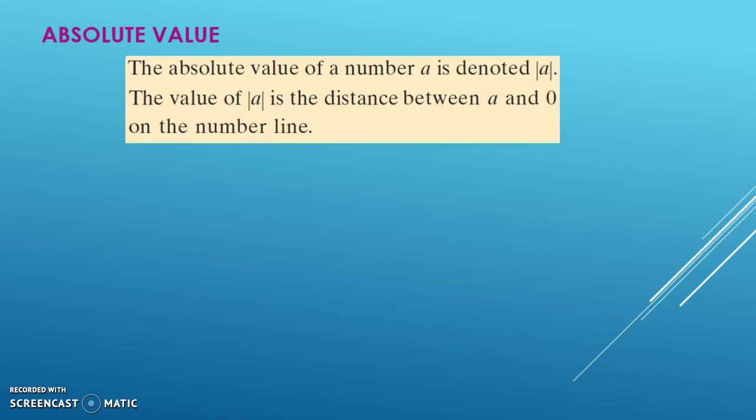Absolute value is the next topic that's talked about in this chapter, and absolute value is the distance that the number is away from 0. So it's always going to be a positive value. So if we're talking about the absolute value of 6, it's 6. If we're talking about the absolute value of -6, it's also 6. So it's just the distance from that number to 0 on the number line. So keep that in mind as you're working with absolute value.